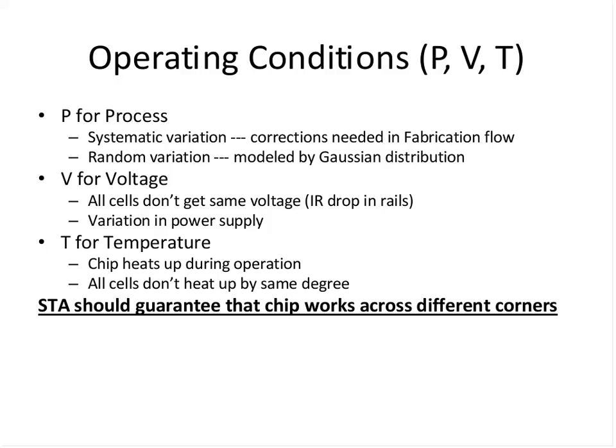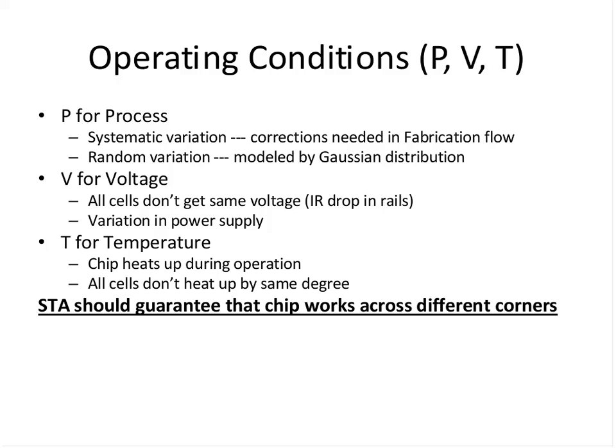Systematic variation can be corrected by making some corrections in the fabrication flow. So if the fabrication team finds out that all the devices on a 65 nanometer technology node are not actually 65 nanometers, they are let's say 67 or 68, then the fabrication team needs to make a correction to make sure that systematic variations are minimal.